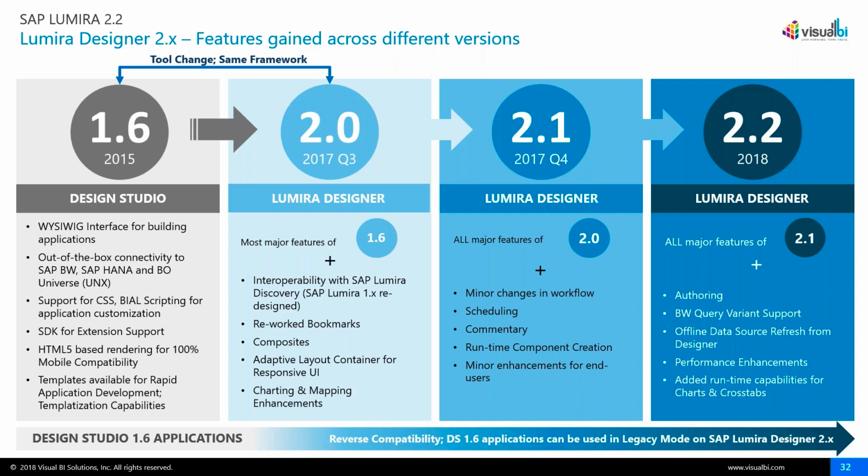For those customers who are already on 2.0 or 2.1, you still have plenty of benefits in upgrading to 2.2. A lot of the bugs until version 2.1 have now been mitigated in version 2.2, and customers upgrading from 2.0 will also find newer features that are very useful for collaboration, such as BI commentary or scheduling. They'll all be available in Lumira Designer. And not to mention the features that we mentioned earlier, performance improvements and authoring, also available in 2.2. So you have a host of different options there.